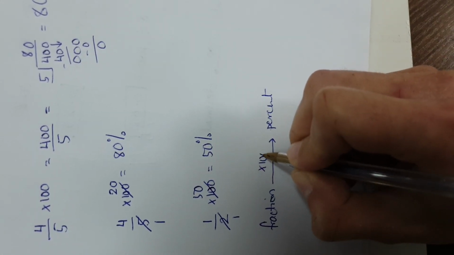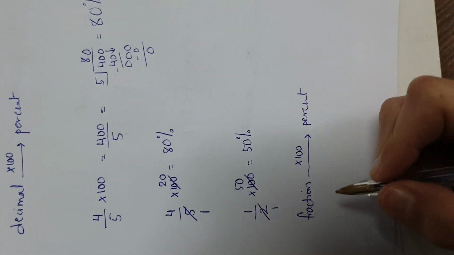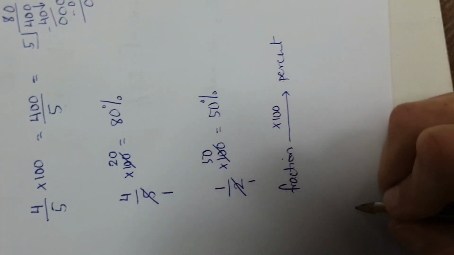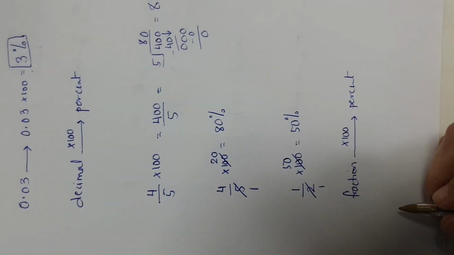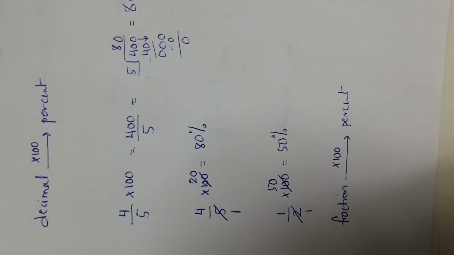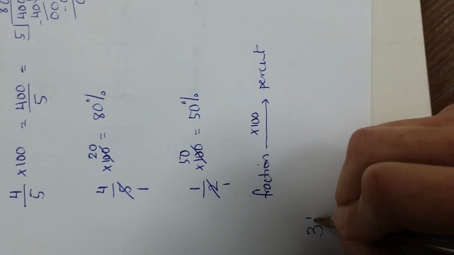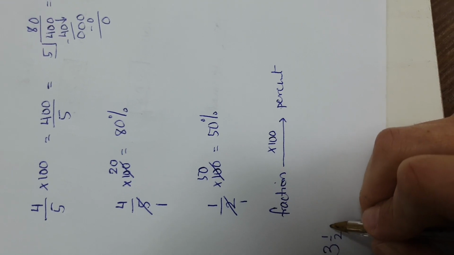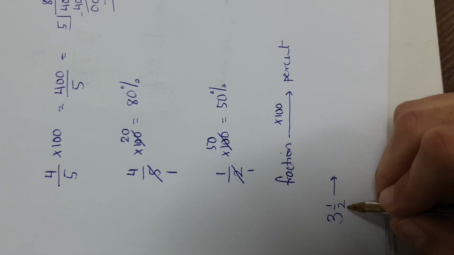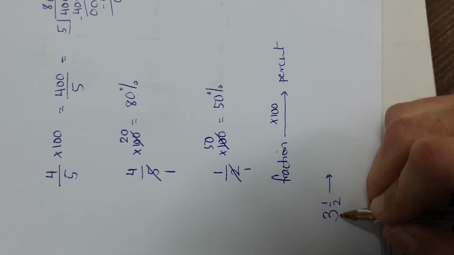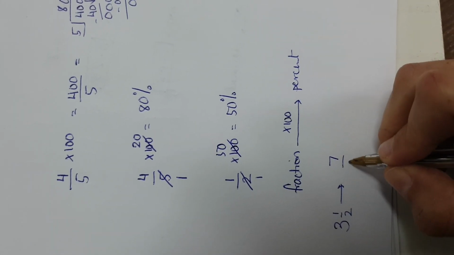Now, if you're given a mixed number, and we need to change the mixed number into a percent, make sure that we change the mixed number into a fraction first, and then we multiply by 100. For example, if I have 3 and a half, I have to change this into an improper fraction. If you remember, it's 2 multiplied by 3, which gives me 6. 6 plus 1 is 7. So I have 7 out of 2.